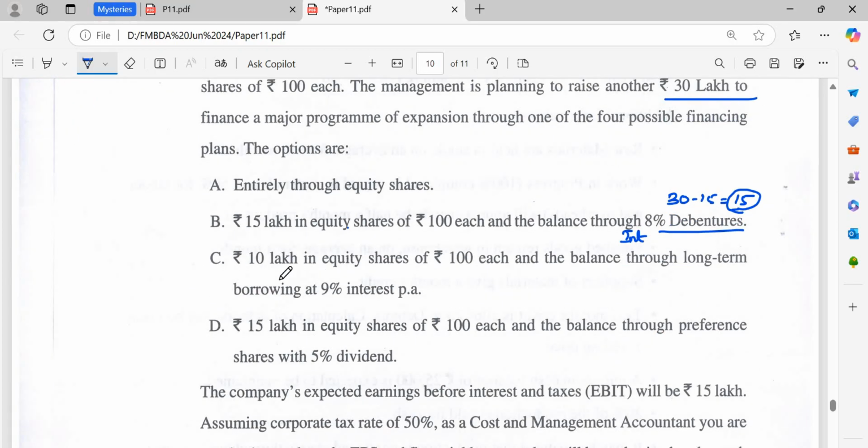Then we have C, 10 lakh in equity shares. Then what will be the balance? 30 minus 10, 20 lakhs will be my borrowings at 9% per annum. So my interest rate for borrowing is 9% per annum. So option D, 15 lakhs in equity shares of 100 each and the balance to preference shares with 5% dividend. So here we are going to pay preference dividend. So in the first three cases, we don't have preference dividend.